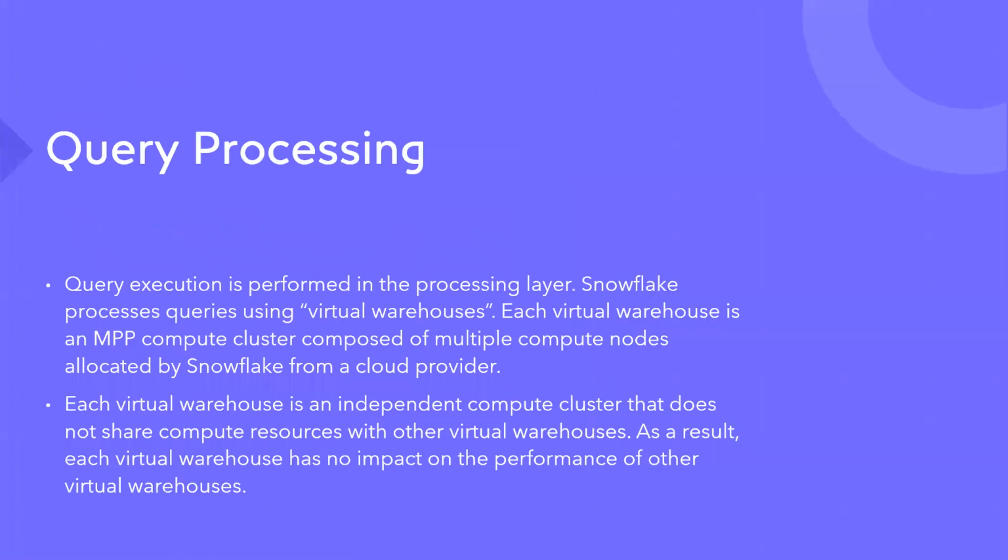Let's talk about query processing. Query execution is performed in the processing layer. Snowflake processes queries using virtual warehouses. So let's talk about virtual warehouses. What is a virtual warehouse? A warehouse is simply a cluster of compute resources in Snowflake. A warehouse provides the required resources such as CPU, memory, and temporary storage to perform DML operations or select operations, any operations.